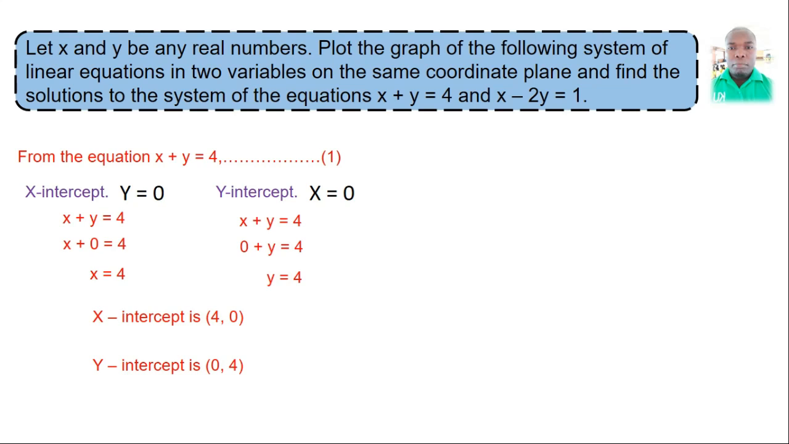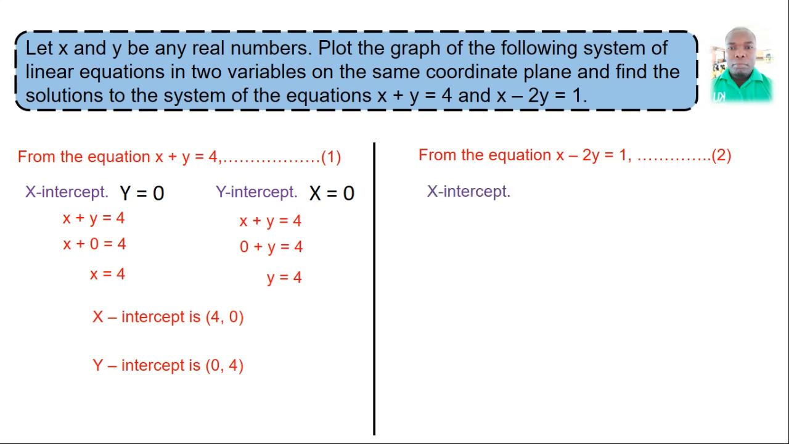Let us find the intercepts for equation 2, x minus 2y equals 1. X-intercept, of course, y equals 0. In the equation x minus 2y equals 1, we will write 0 instead of y. Therefore, x minus 2 times 0 equals 1, and x is 1. Therefore, the x-intercept is (1, 0).